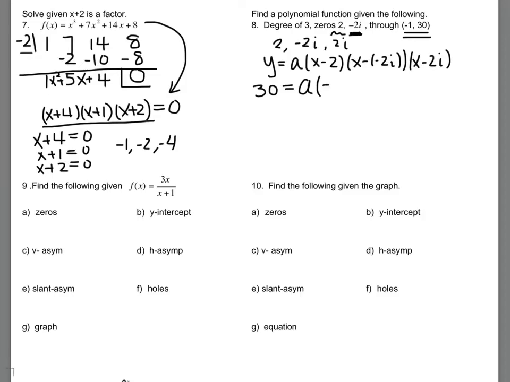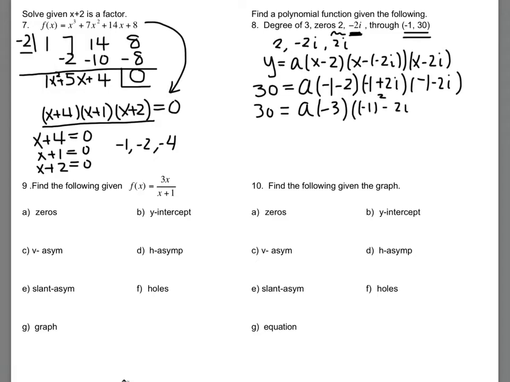So I'll plug in -1 for the x. So -1 minus 2, -1 plus 2i, -1 minus 2i. So I have 30 equals a times -1 minus 2, that's -3. And then -1 plus 2i times -1 minus 2i. So a plus b times a minus b is going to be -1 squared minus 2i squared.